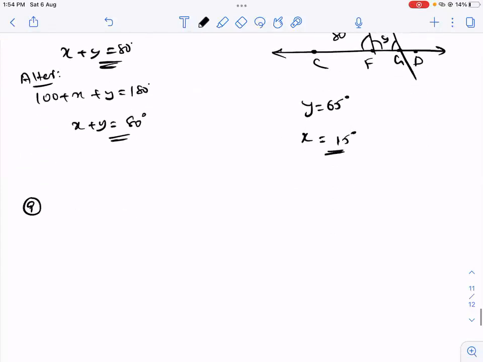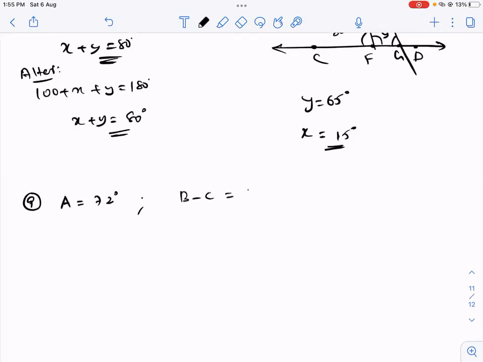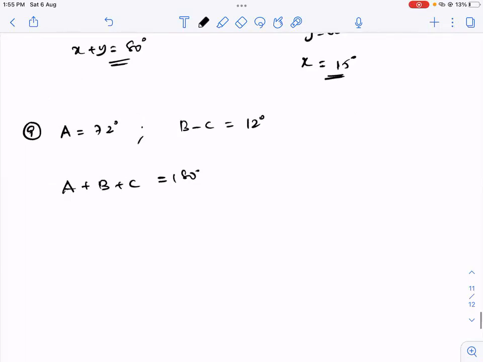So let's do the ninth one. If one of the angles of a triangle is 72 degrees, so let's say A is equal to 72 degrees, the difference of the other two angles is 12 degrees. Find the other two angles. So you know that A plus B plus C is 180. So B is equal to 12 plus C, so 72 plus 12 plus C plus C is equal to 180.